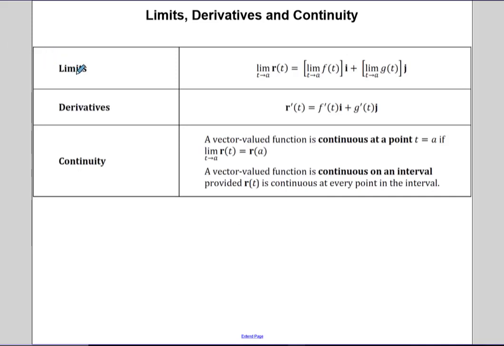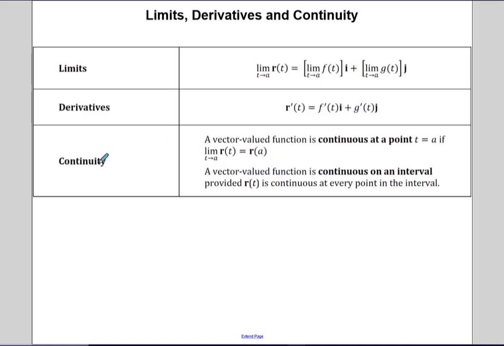Also taking derivatives and limits and looking at continuity. The limit of a vector function is simply taking the limit in the horizontal direction and the limit in the vertical direction and adding those together. The derivatives are simply taking the first derivative of each component piece.